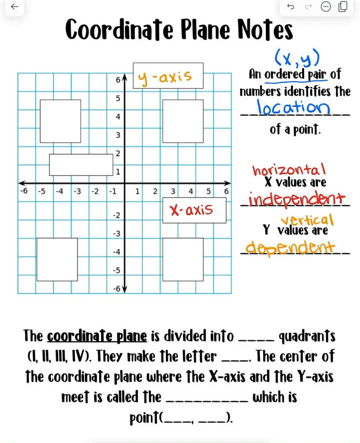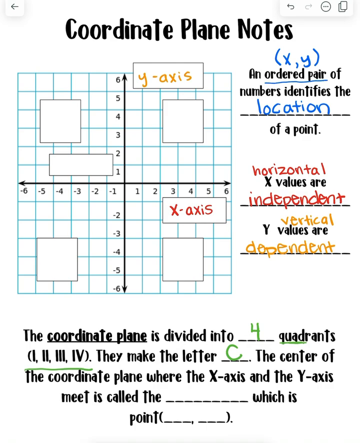After that, we're going to go down here to the bottom, and it says the coordinate plane is divided into blank quadrants. So a quad means four, so there are 4 quadrants. And then we actually write those with Roman numerals. They make the letter C. So going back up to my coordinate plane, I am going to think about the letter C. So my C starts up here, goes around.